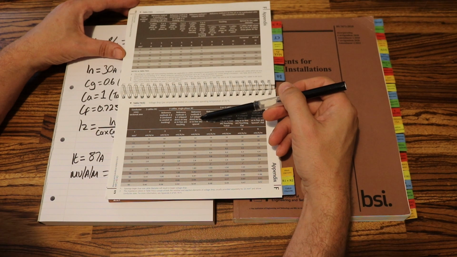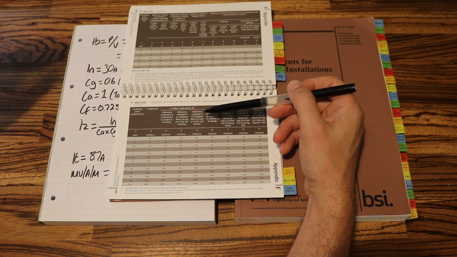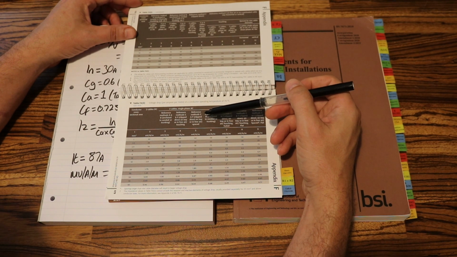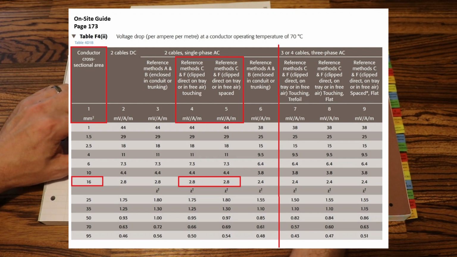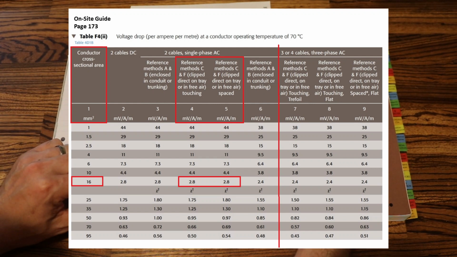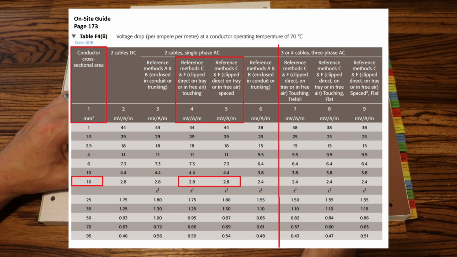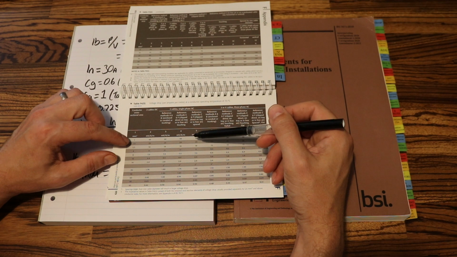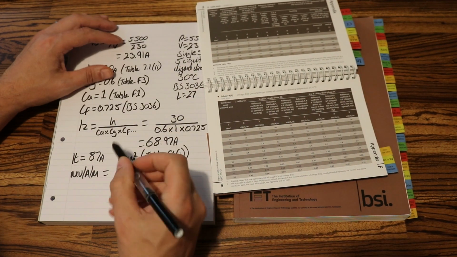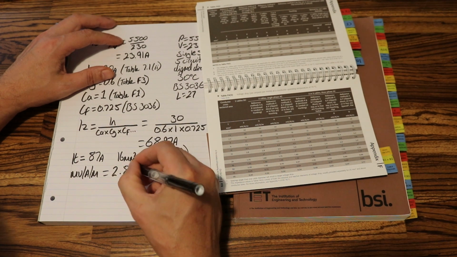Now my question doesn't actually say whether there's spacing between any of the other circuits. But if we go down column 1 until we get to 16, you can see that columns 4 and 5 have the same value, 2.8. Columns 2 to 5 are single phase and columns 6 to 9 are for three-phase. So if we chose column 4 or 5, it doesn't matter because the number is the same. It is 2.8.